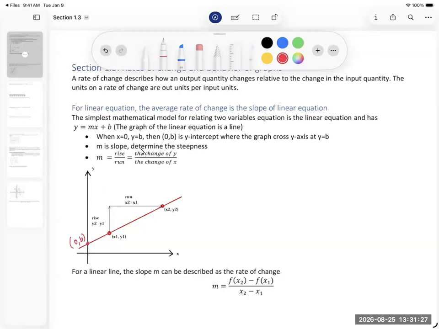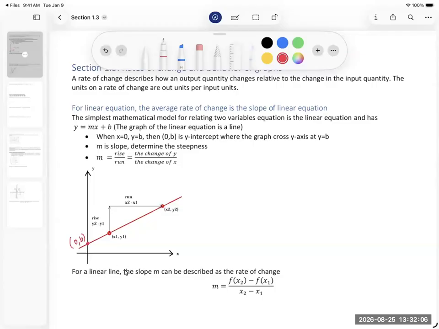m is the slope, which determines the steepness of the graph, because a linear line can be like this way, or it can be steeper, or less steep. So the slope, or the rate of change, determines the steepness, or how fast the function is growing, or how slowly or quickly it is decreasing. The slope can be found using rise over run, the change in the y value over the change in the x value.